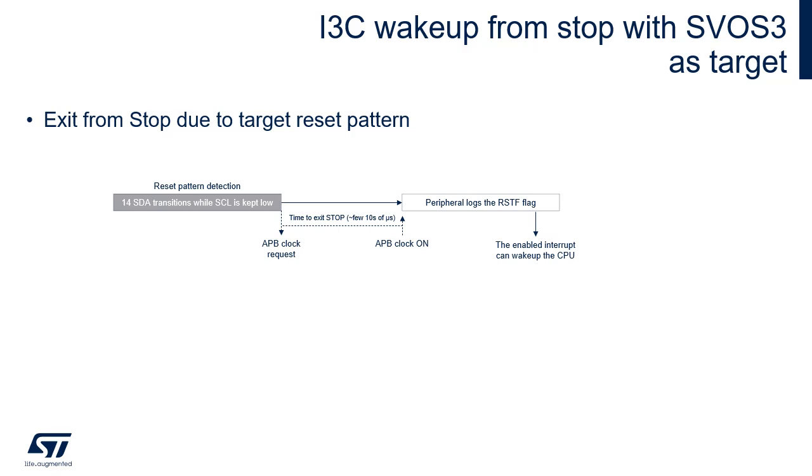Third step, an additional delay may be needed for the regulator if it must increase the voltage for run mode. Fourth step, the system enables the source oscillator of the system clock, which gets ready after a few microseconds. Fifth step, with the APB clock running, the I3C peripheral can raise the RSTF flag of the I3C_EVR register, and the enabled interrupt can wake up the CPU.